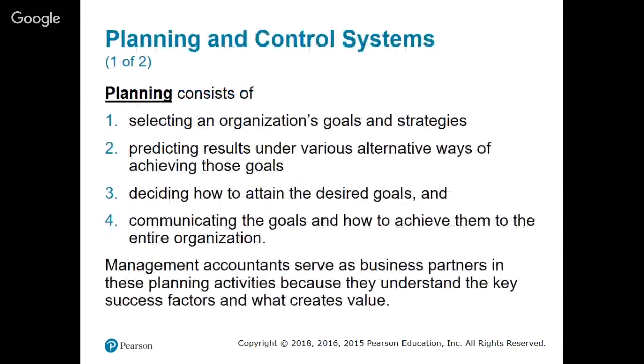Planning and control systems. Planning consists of selecting an organization's goals and strategies, predicting results under various alternative ways of achieving those goals, deciding how to attain the desired goals, and communicating the goals and how to achieve them to the entire organization. Management accountants serve as business partners in these planning activities because they understand the key success factors and what creates value.